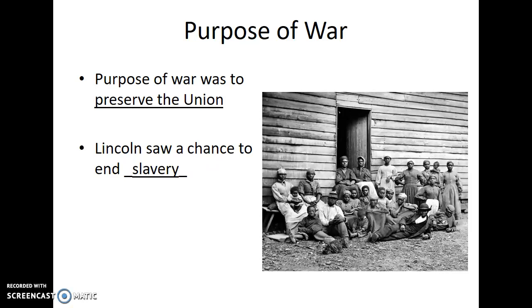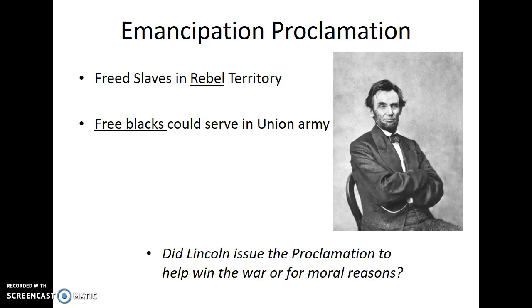So he's going to do something at the end of 1862, about a year into the war, that's going to change the purpose of the war. He's going to issue what's known as the Emancipation Proclamation. And it's a little more complicated than most people realize.